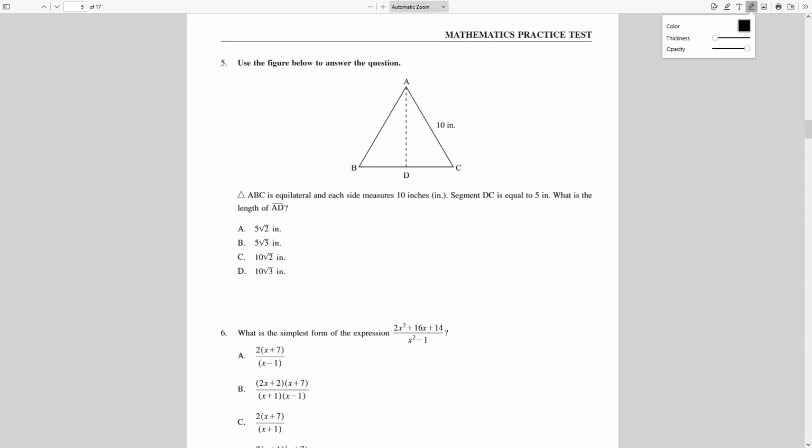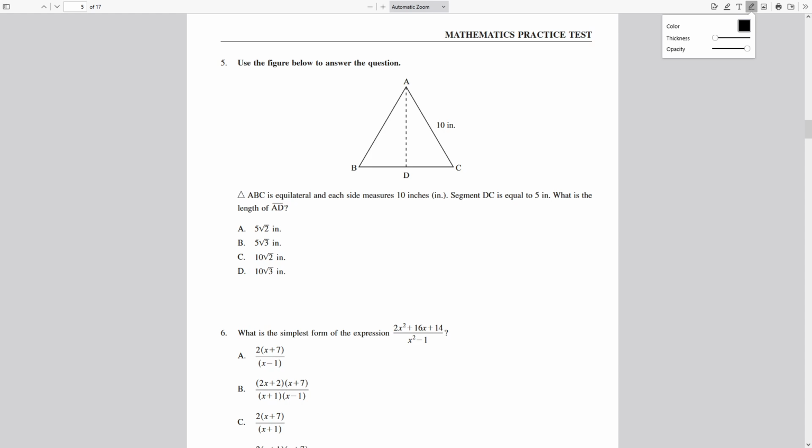I'm going to go up to 10 questions. Use the figure below to answer the question. ABC is equilateral, each side measures 10. The segment DC... wait. Oh, no, D is in the middle. Okay, so DC is equal to 5 inches. The segment DC, which also means it's BD, basically is 5 inches. What is the length of A to D?